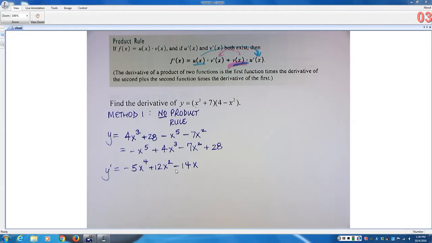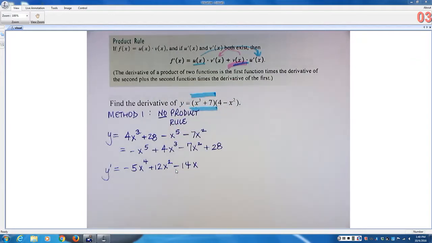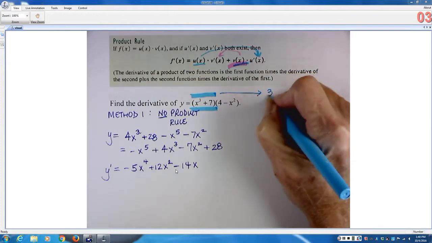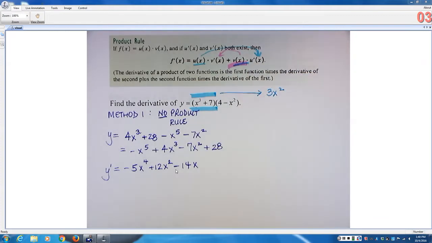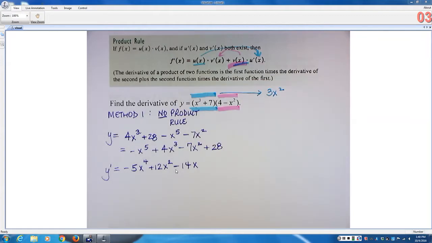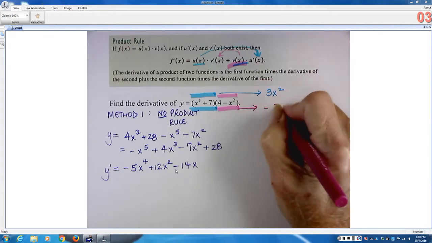So applying that logic, we'll work first with what's in the first set of parentheses. That's x cubed plus 7. The derivative of x cubed plus 7 is 3x squared. Agree? Okay. Then we will work with 4 minus x squared. And the derivative of 4 minus x squared is negative 2x.